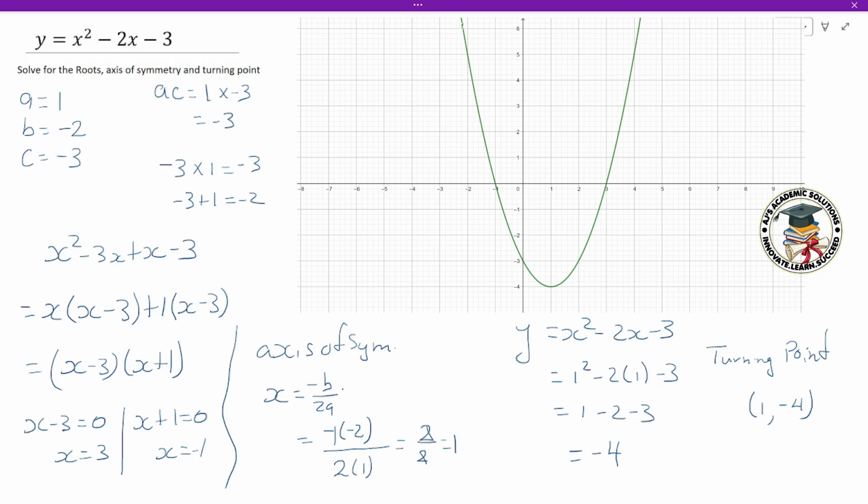Now, just to do one more thing for the axis of symmetry, that's the line that's dividing this curve into two equal parts. So where we have that dotted line just drawn, that's the axis of symmetry being 1.